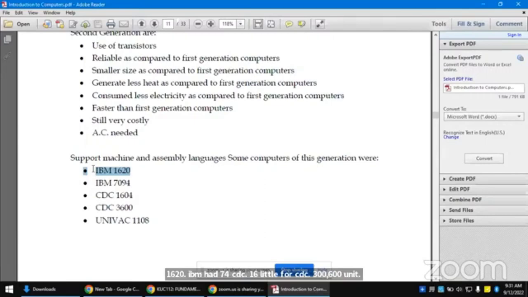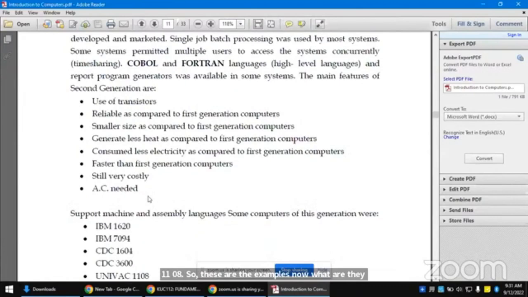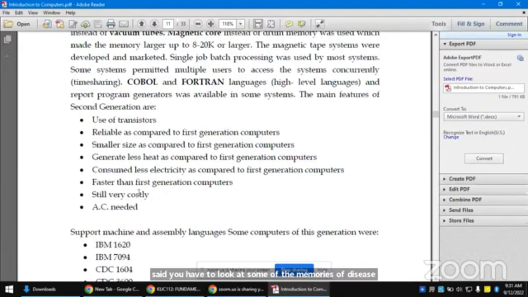Now, what are the merits? What are the demerits? It's something that, as I said, you have to look at. Some of the merits you can see from these features. But the demerits is also that it produced heat, but less compared to the other one. It was still generating a lot of heat in this particular one. So you look at that first.